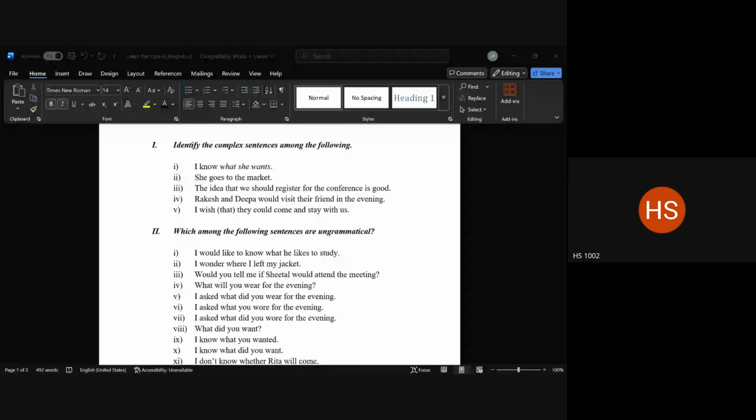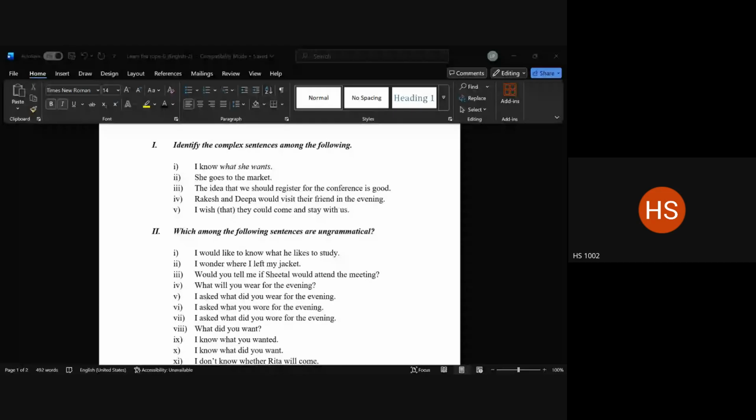So now what is the thing here? It's very simple. You need to again look at the fundamentals. The moment you want to understand whether a given sentence is a complex sentence, or if your plan is to identify a subordinate clause, you need to go back to the sentence fundamentals of subject, verb, and object. What is the subject of the sentence? I know what she wants. That's "I," right? And what is the verb of the sentence? "Know," right?